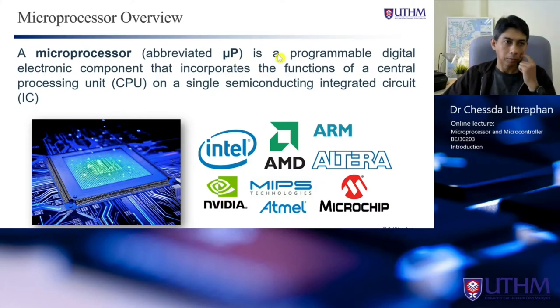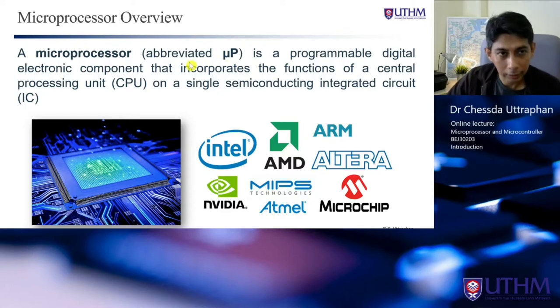So what is microprocessor actually? So a microprocessor, or in short, we call it micro P, is a programmable digital electronic component that incorporates the function of CPU on a single semiconducting integrated circuit. This is a very important keyword. So it's a programmable digital electronic component.